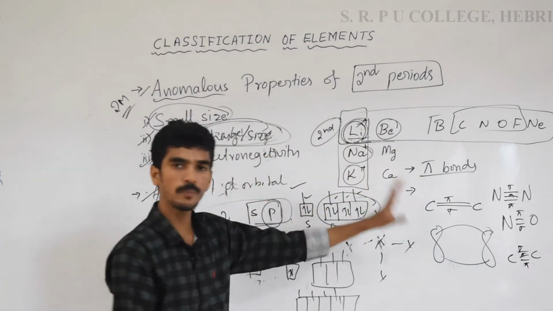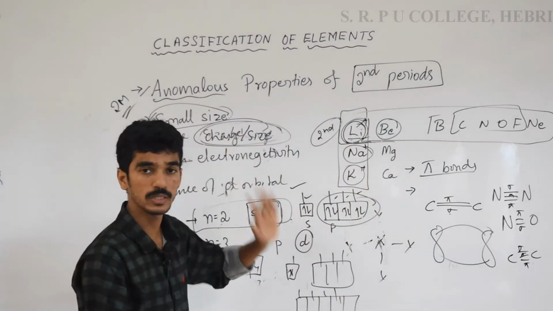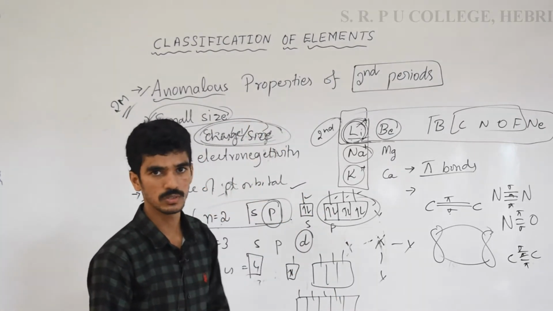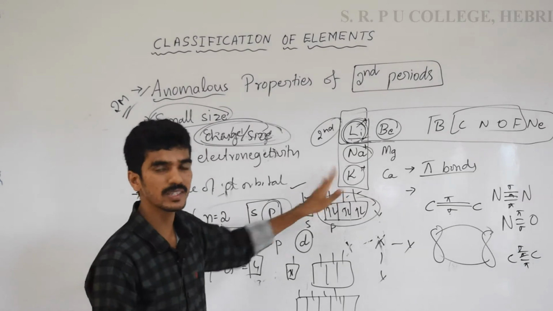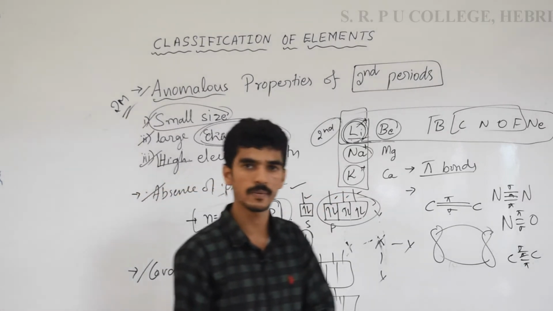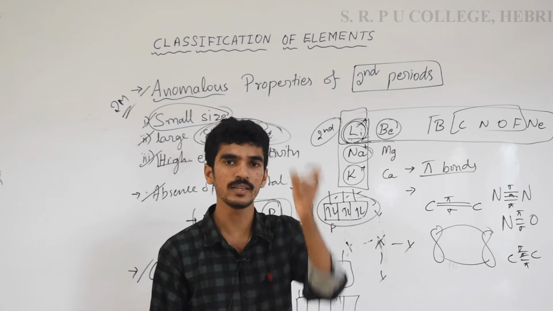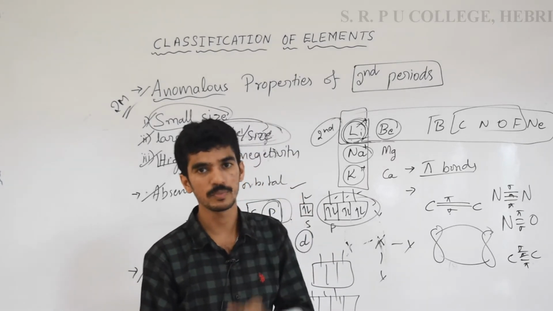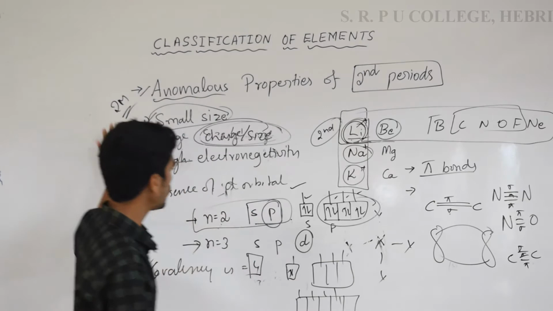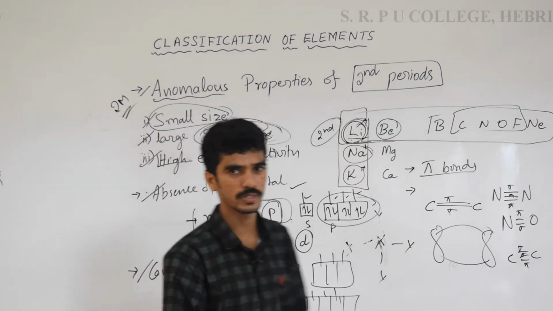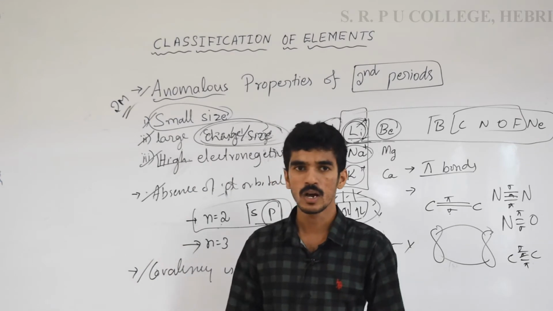So these are all the points regarding the anomalous properties. Out of these 6, we can expect 1 or 2 questions. So write the anomalous properties. What are the anomalous properties? You should define: second period elements have different properties than the other elements in the same group, that is anomalous properties. And why it shows anomalous properties, we should write the 6 points. I hope you understood that.